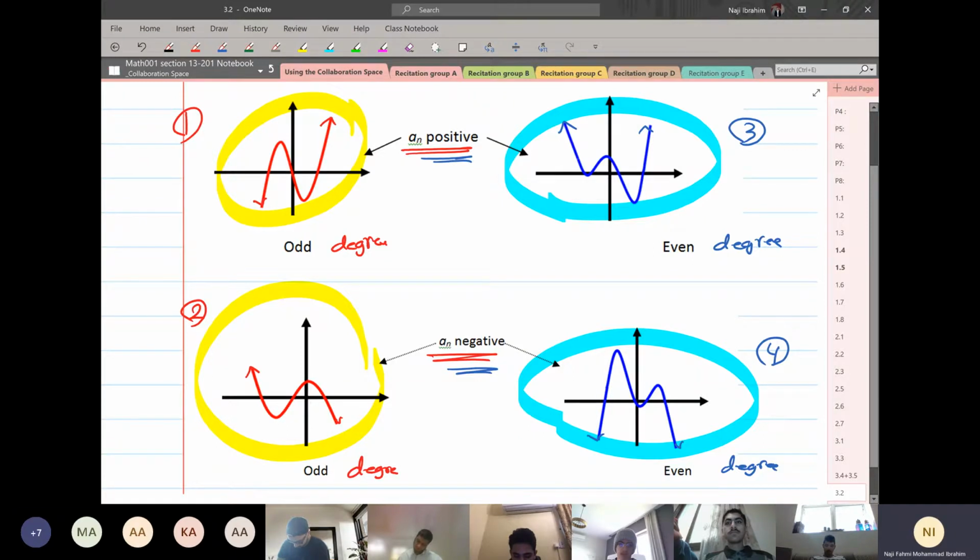In number 4, you can see that both ends are going down. So again, the degree is even. But the leading coefficient now is what? It is negative.